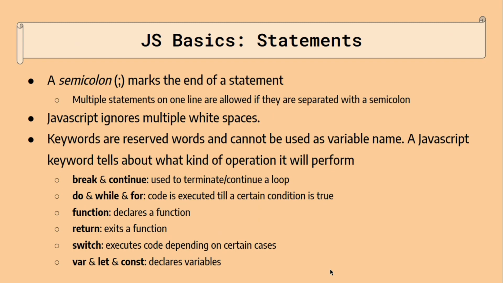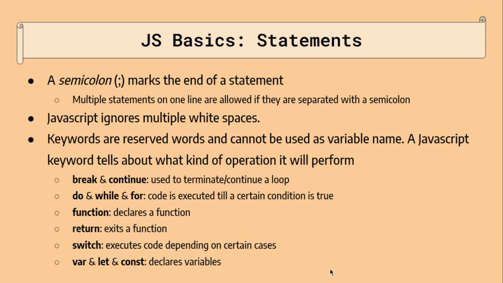Now, let's discuss some JavaScript statements. In JavaScript, a semicolon marks the end of a statement. This is similar to Java because in Java, statements are also ended by semicolons. Moreover, multiple statements in JavaScript are allowed to be on one line as long as they are separated by semicolons. Furthermore, like most programming languages, JavaScript ignores multiple white spaces.